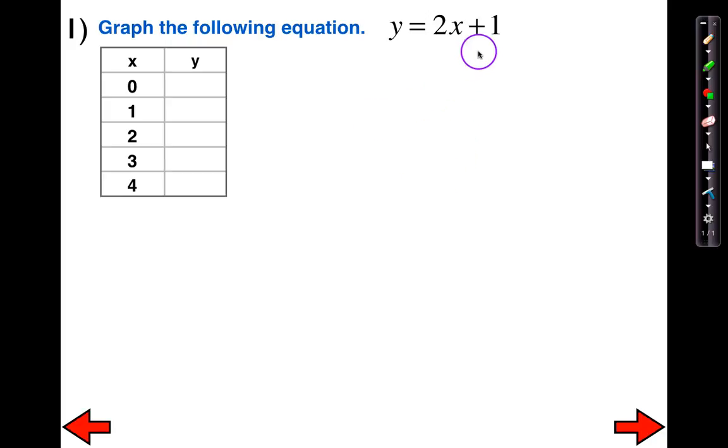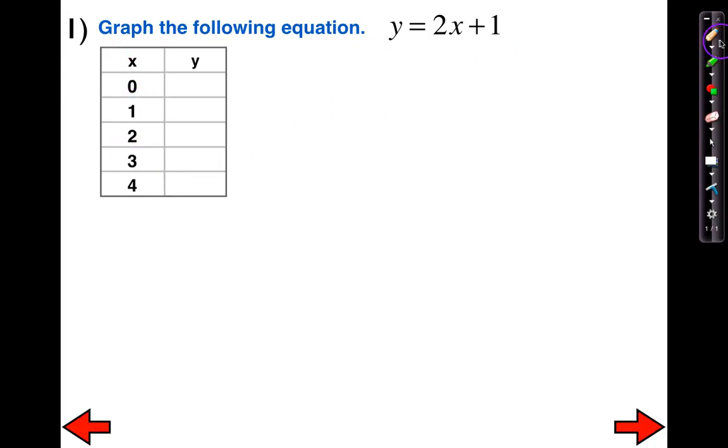Here, same idea. We're given an equation. We're going to go ahead and substitute values in for x. So here, the table's already given to us. We're going to be using 0, 1, 2, 3, and 4. So first things first, what I'm going to do is go ahead and write my equation to kind of show how I would plug in my values in for x. This is how I normally would show that.